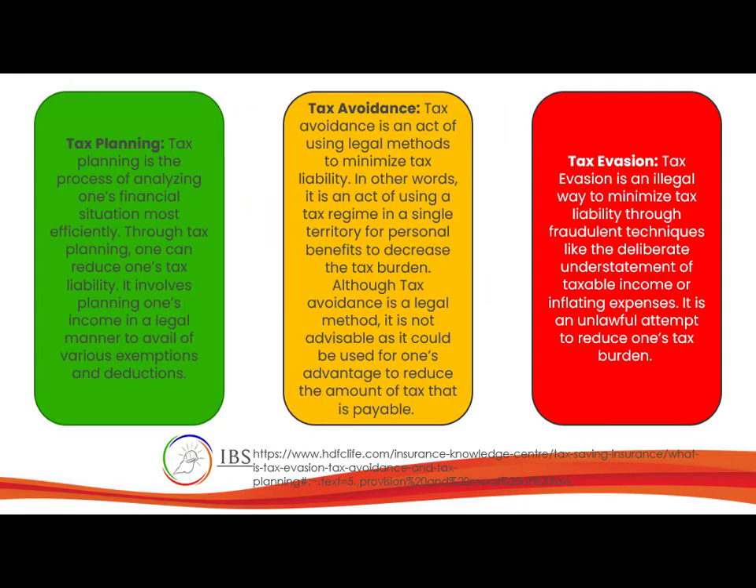So when you compare tax planning, tax avoidance, and tax evasion, tax planning you can see here. Sorry, the projector is really not clear. It says it's the process of analyzing one's financial situation most efficiently. Through tax planning, one can reduce one's tax liability. It involves planning one's income in a legal manner to avail various exemptions and deductions. For example, claiming the maximum dependents because you are qualified to claim. That's also part of tax planning. Creation of a trust to minimize your tax liability is also a tax planning approach. Which means you're following the rules of IRC, complying with the requirements, but still you are able to minimize your tax.